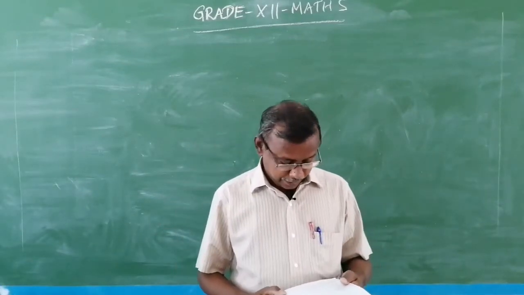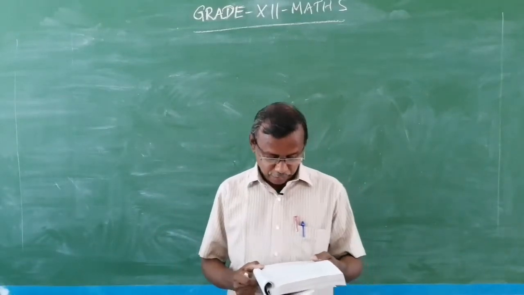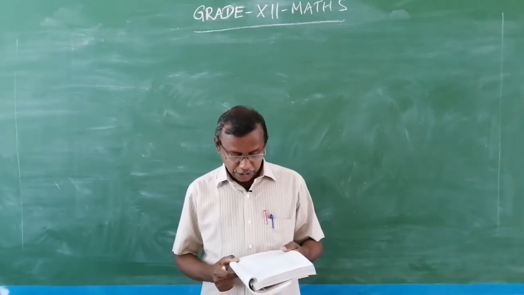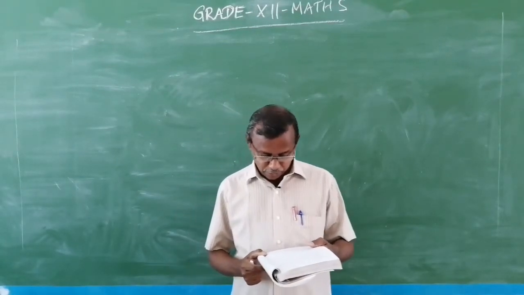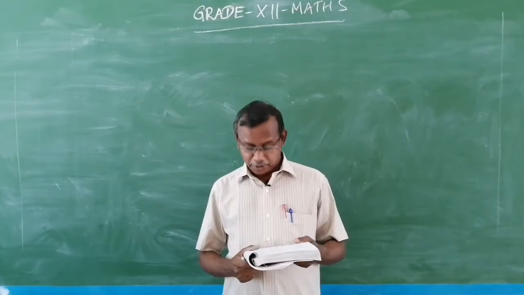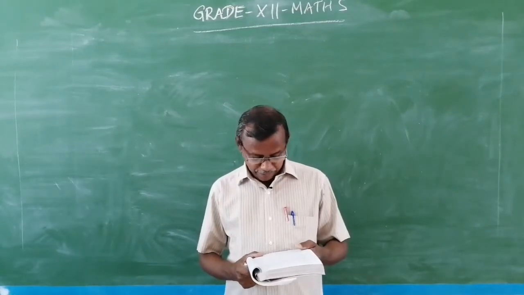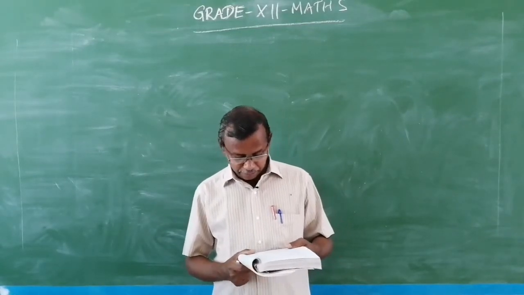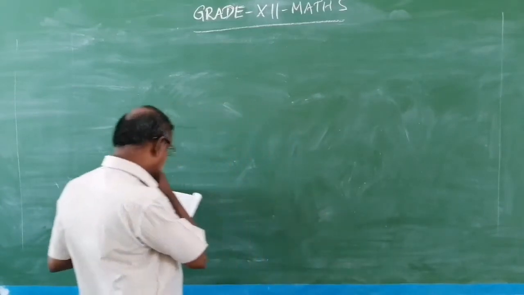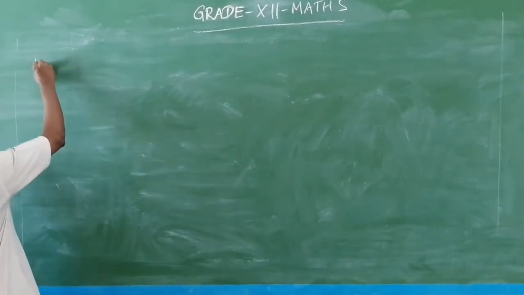Question number 10. Find the maximum value of 2x cube minus 24x plus 107 in the interval 1 comma 3. Find the maximum value of the same function in another interval, minus 3 comma minus 1. Exercise 6.5.